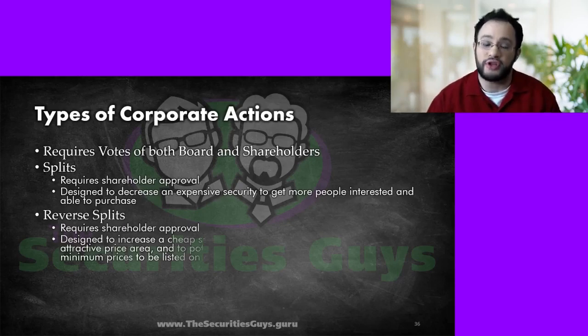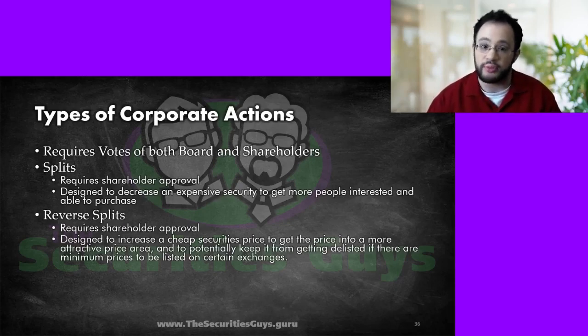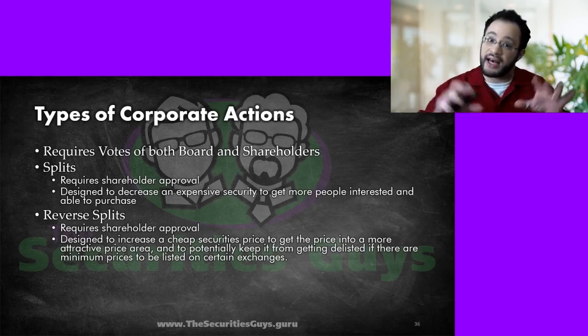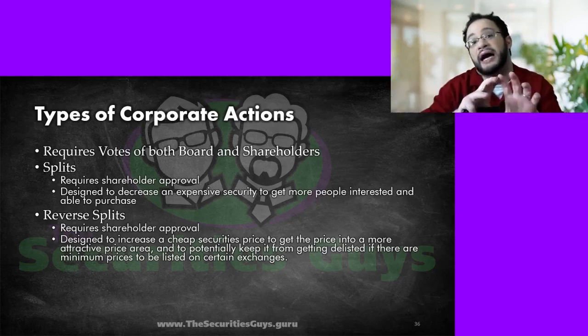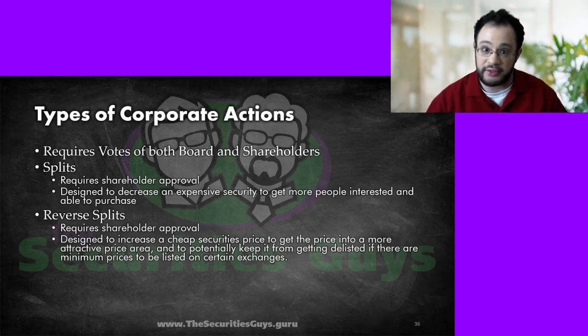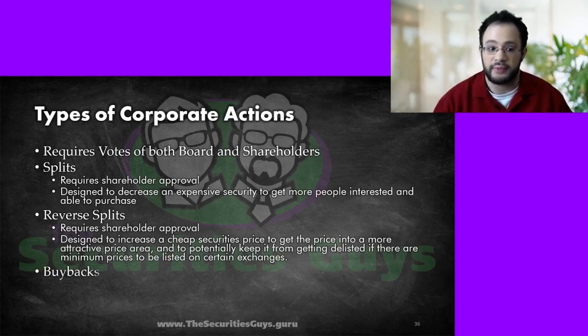We also have reverse splits. These do require shareholder approval as well. These are designed to increase a cheap security's price to get the price into a more favorable position, to potentially keep it from getting delisted if there are minimum prices to get on certain exchanges. This is the opposite of a split. This is taking a lot of cheap certificates and combining them into one more expensive security, or at least fewer, more expensive securities.